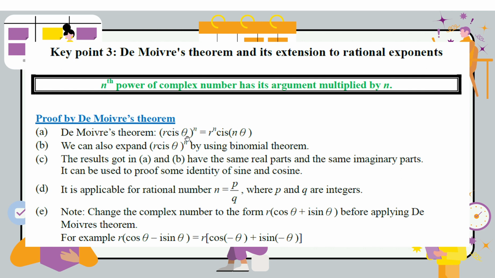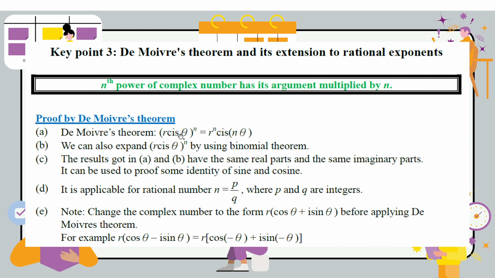Okay. So we can also expand the left hand side, right? And then we'll have real part and imaginary part. The right hand side also has a real and imaginary part. If we equate the real parts of the two sides and the imaginary parts of the two sides, you can get some identities of sine and cosine: sine cube theta, sine 5 theta, cosine 5 theta, sine 4 theta, cosine 4 theta. Very powerful, De Moivre's theorem. Excellent. It's also applicable for rational number n equals p over q. We can do the same thing, really the same thing.